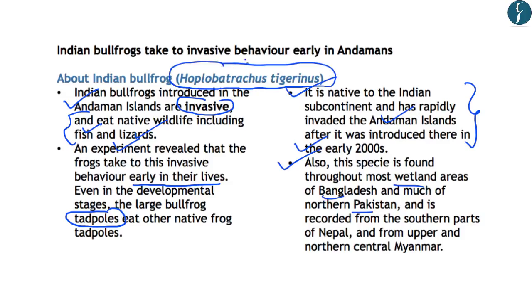The scientific name is Hoplobatrachus tigrinus. So these are a few important facts, and the main thing that is to be kept in mind is that the Indian bullfrog is an invasive species and is dangerous to the native wildlife, for example the fishes and the lizards in the island of Andaman and Nicobar. With this, let's move to the next article.